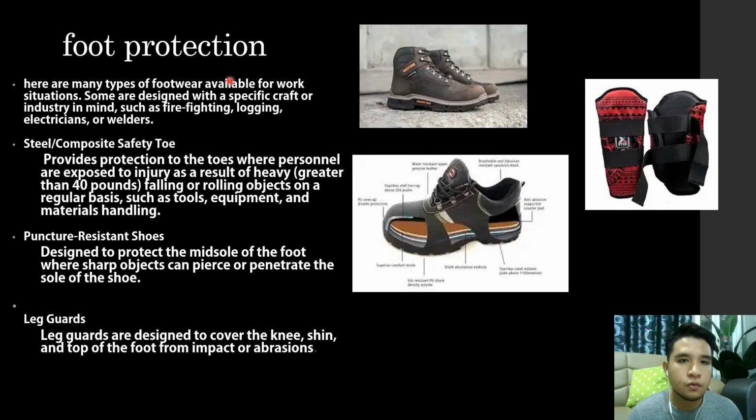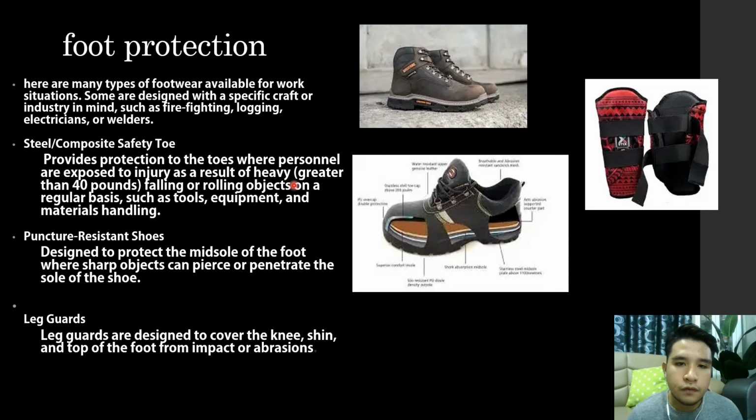Next, I continue to foot protection. Here are many types of footwear available for work situations. Some are designed with a specific craft or industry in mind, such as firefighting, logging, electrician, or welders. And I choose three types of foot protection, which are steel composite safety toe, puncture resistant shoe, and leg guards. And this is the picture of a steel composite safety toe, and this is puncture resistant shoe, and this is leg guard.